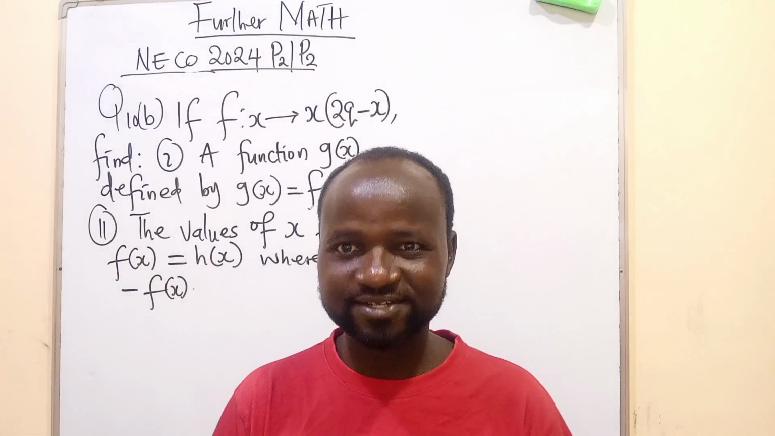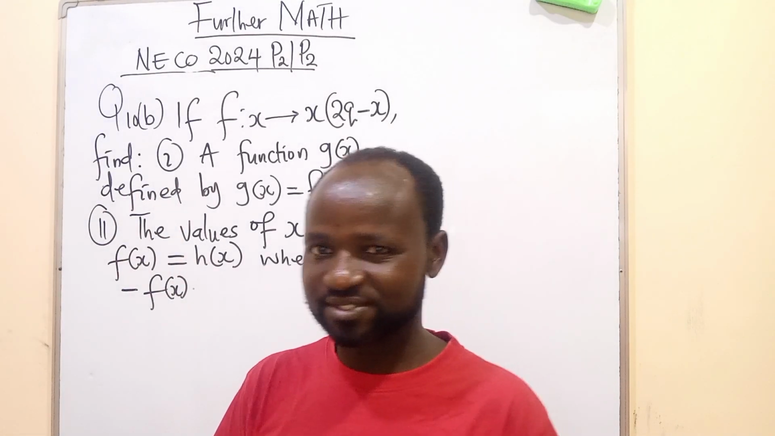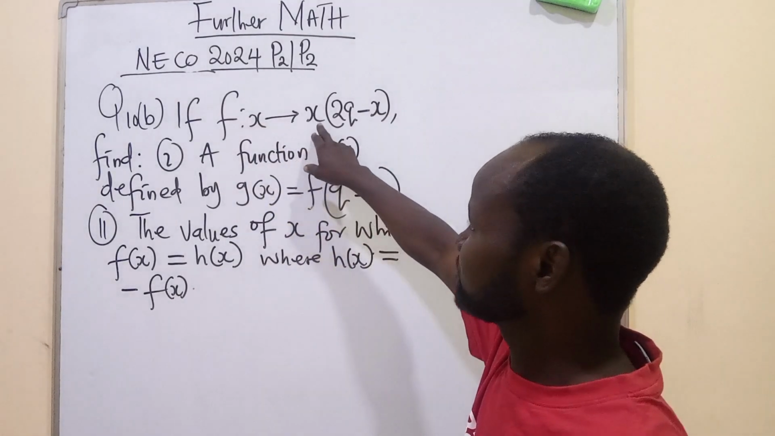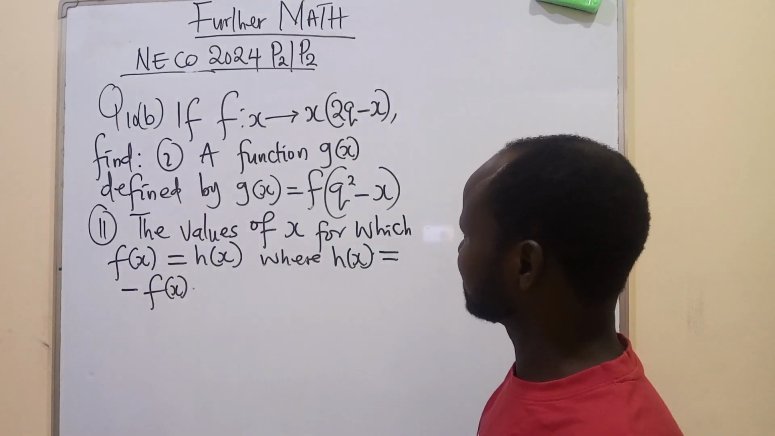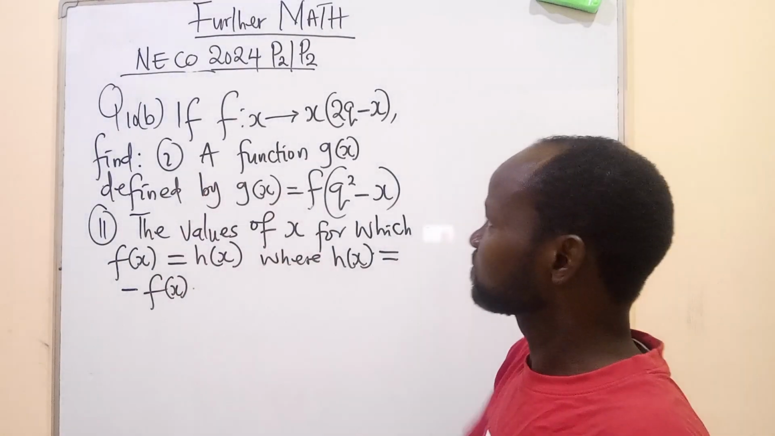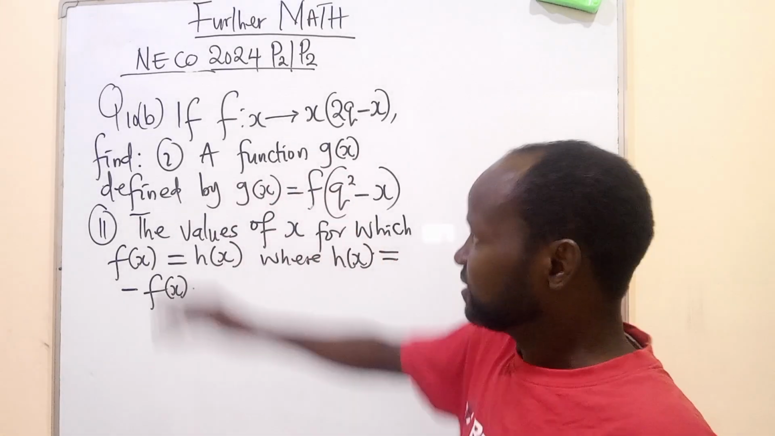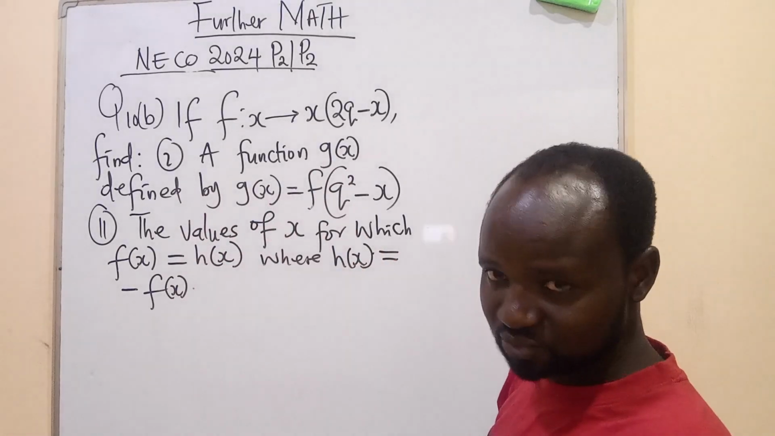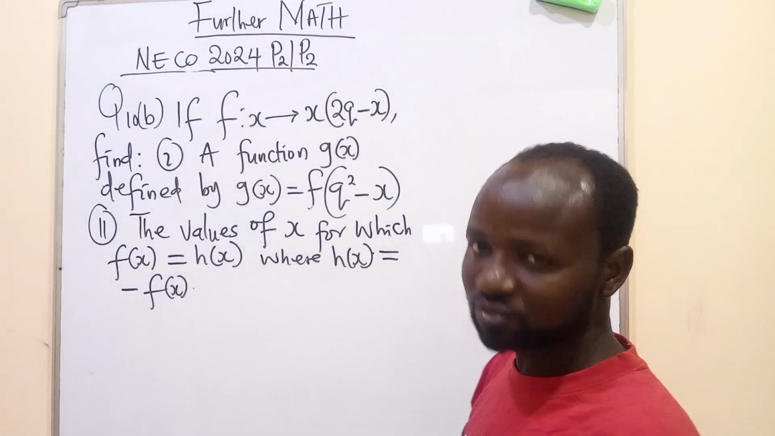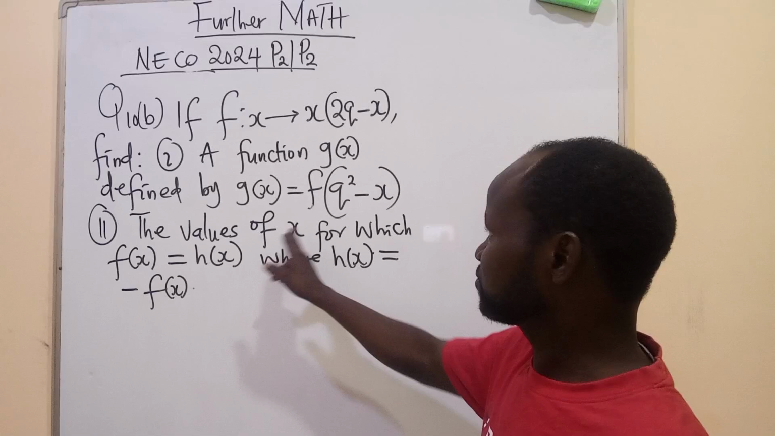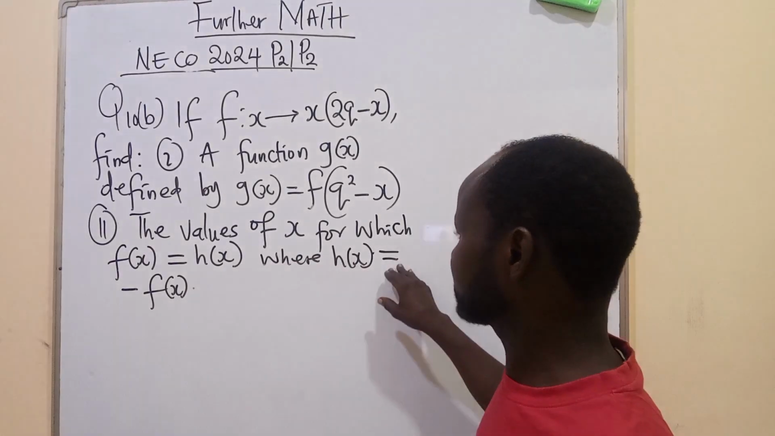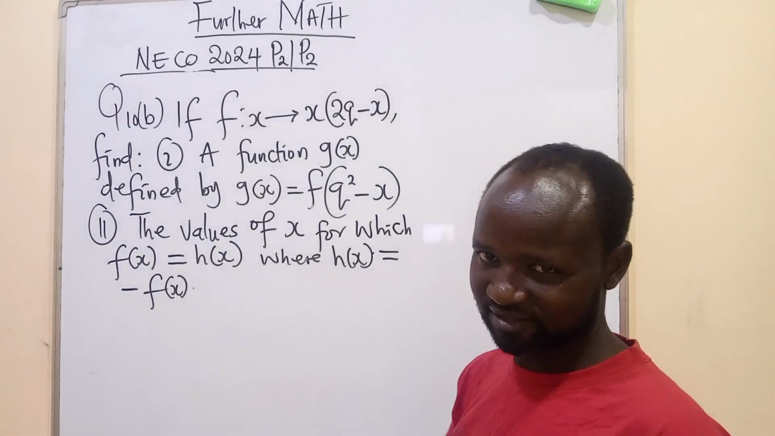Question 10b reads: if the function f of x is mapping x to x(2q − x), we are asked to find: Roman numeral 1, a function g of x defined by g of x equals f(q² − x). Roman numeral 2, the values of x for which f of x equals h of x, where h of x equals minus f of x.